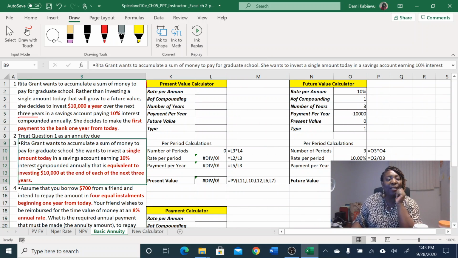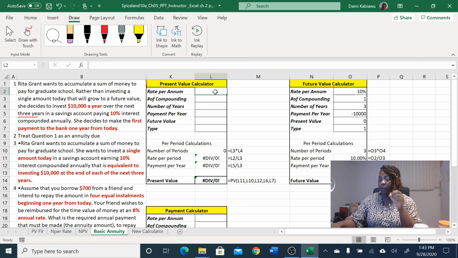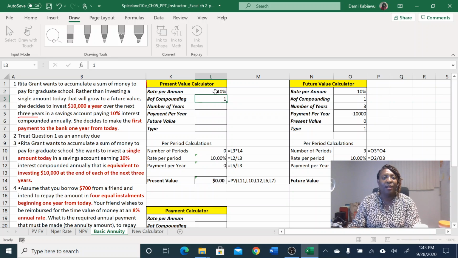For this problem, we're dealing with question number 3, by the way. She wants to know what single amount she can invest today that is equivalent to $10,000 for the next 3 years. So we're looking for the present value of this $10,000 payment. Again, amount per annum is 10%. Number of compounding periods is 1. Number of years is, we've got 3 payments.